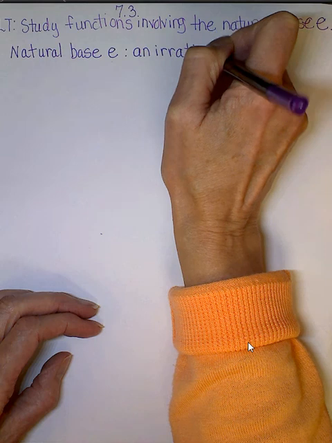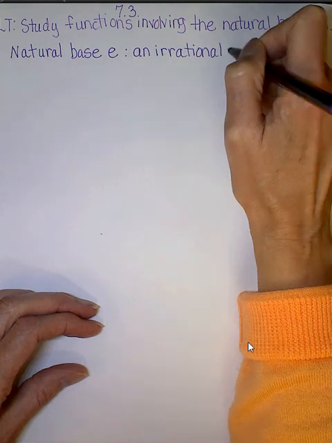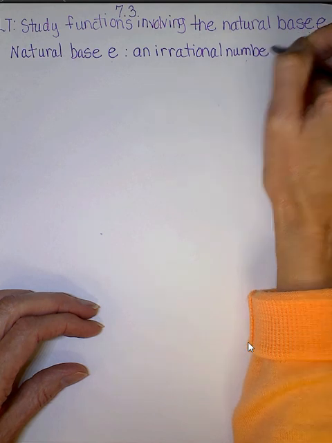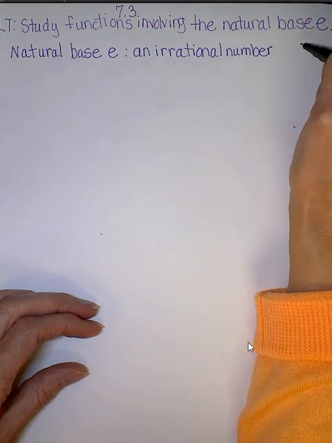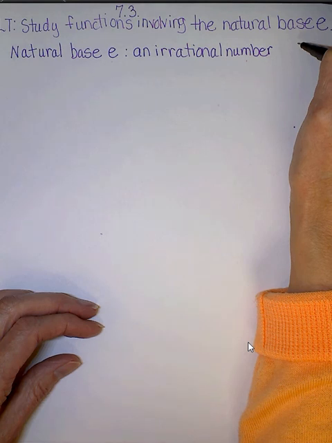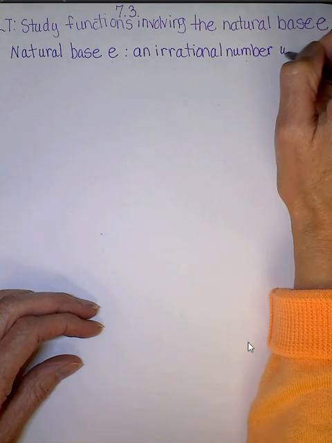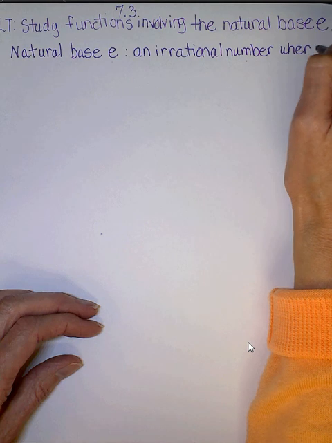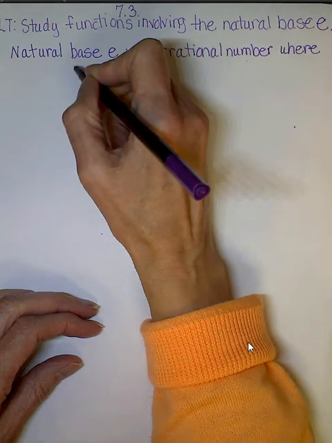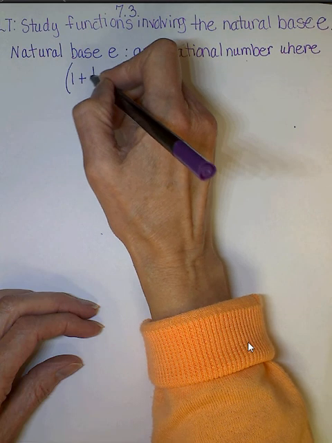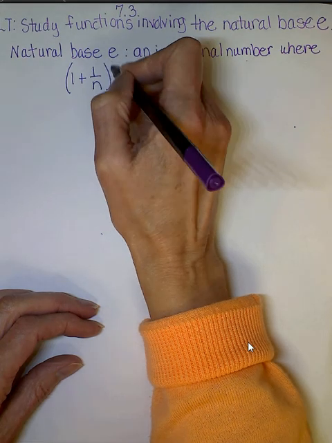And to remind you, an irrational number is one that can't be written as a fraction, like a rational number can be written as a fraction. And as a decimal number, it doesn't repeat or end, it just goes on forever. And this is kind of like the definition of it. It's a definition that's written in formula form.